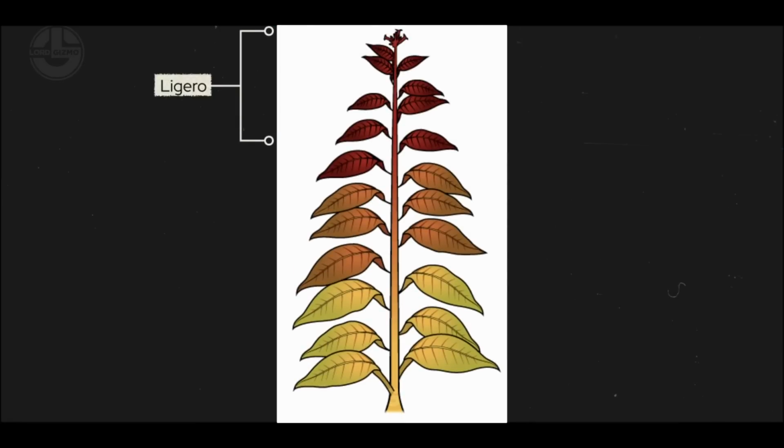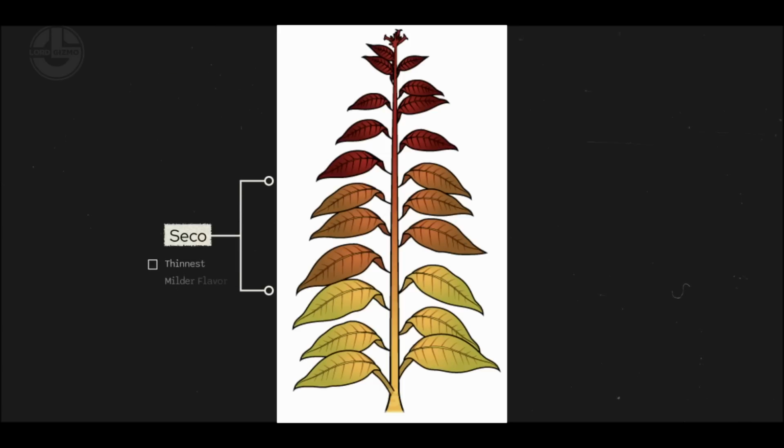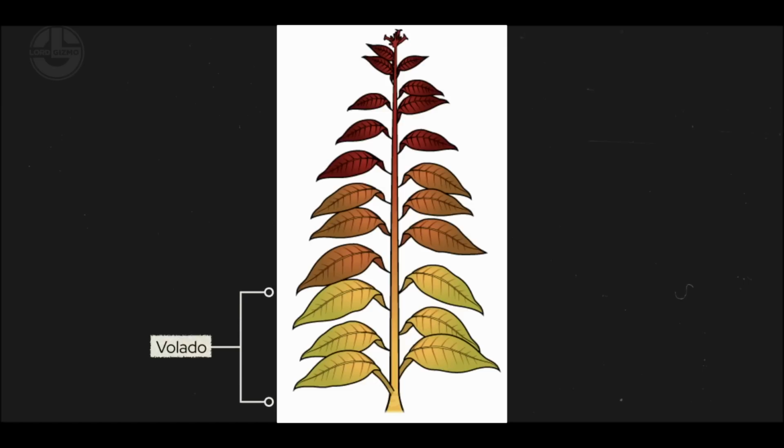The leaves that grow on the uppermost part of a tobacco plant are called ligero. They are thicker and richer in flavor and nicotine. The leaves in the middle are called seco. These leaves offer a balance of flavor and burning characteristics. Volado leaves are the lower leaves. Known for their burning qualities, volado leaves contribute to the cigar's combustion, but their flavor is less intense.